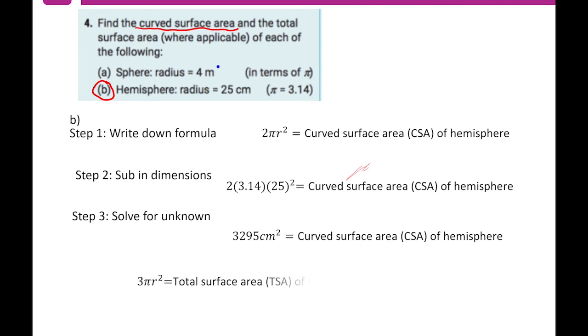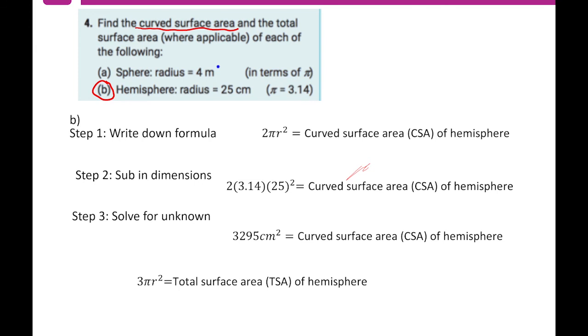Note that the unit for an area is always squared, as it is a 2D shape. In part 2, we're asked to find the total surface area. Step 1, write down your formula for the total surface area of a hemisphere. That's 3 pi r squared is equal to the total surface area of a hemisphere.